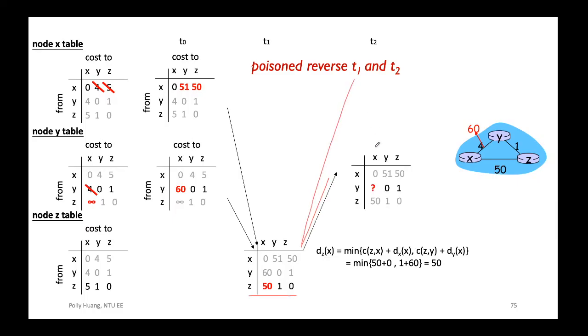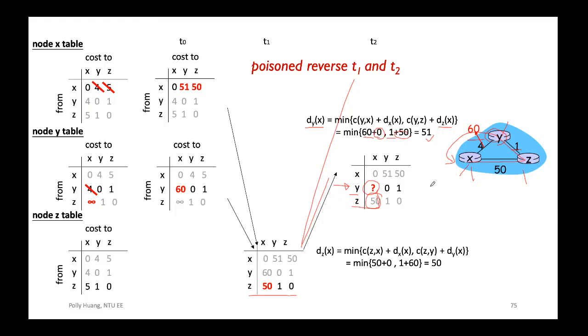Okay, and so Y here, recalculating dy again, the dyx is going to be different as well. Two neighboring nodes, 60 and 1 are the link costs. The xx is 0. The zx entry value is 50. So 51 compared to 60, 51 wins. So to go from Y to X, now the shortest distance is this path.